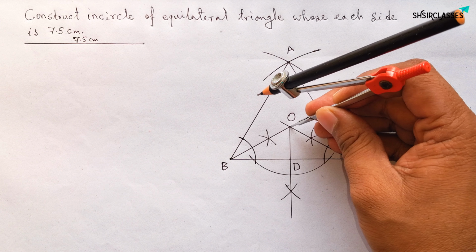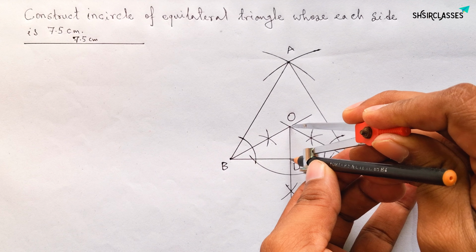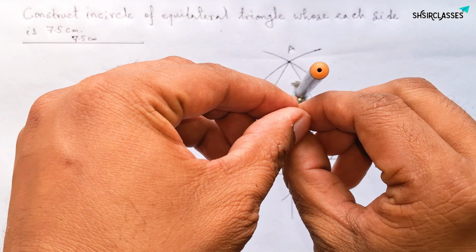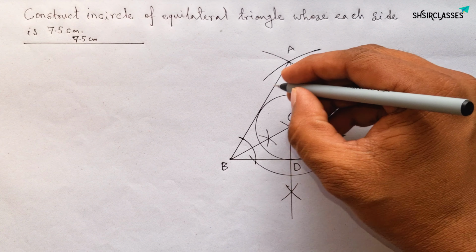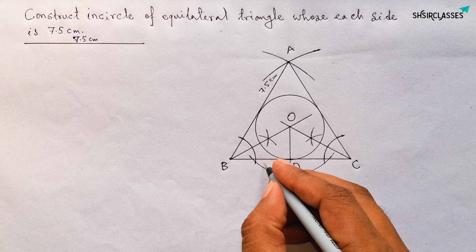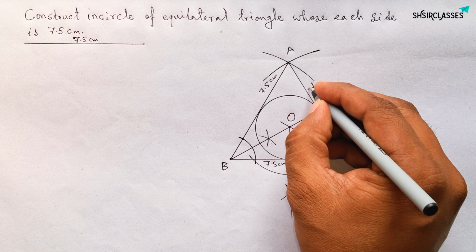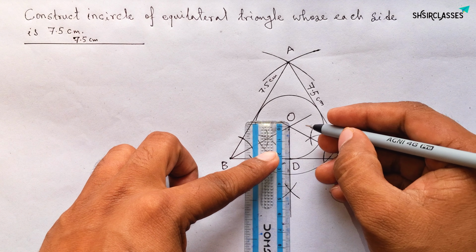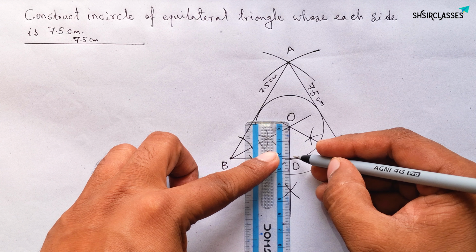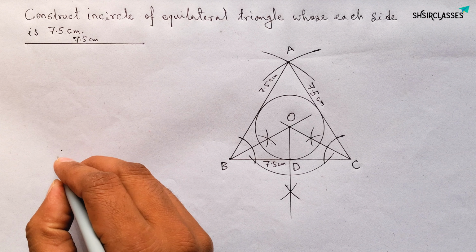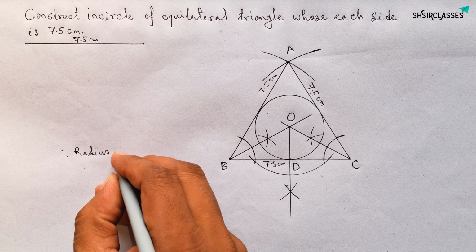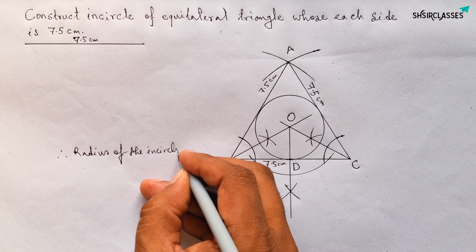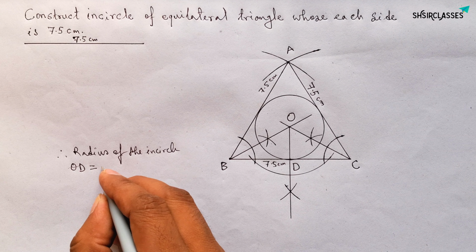Perfect. Now considering OD as a radius of the incircle, make a round. So this is the required incircle of the equilateral triangle of length of each side 7.5 centimeters. Now measuring the length of the radius of the incircle, it is 2.1 centimeters approximately. Therefore, the length of the radius of the incircle is 2.1 centimeters approximately.